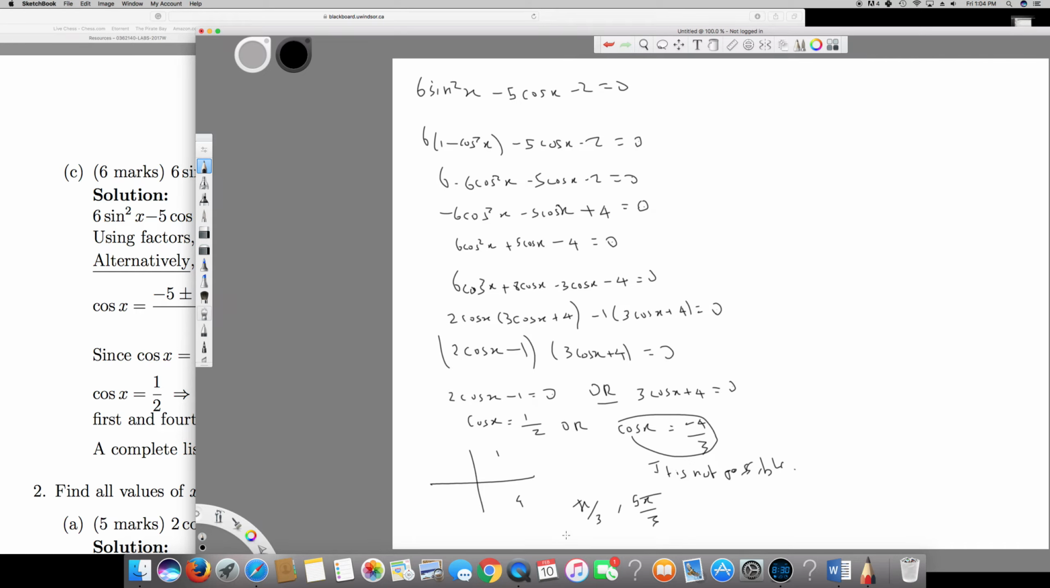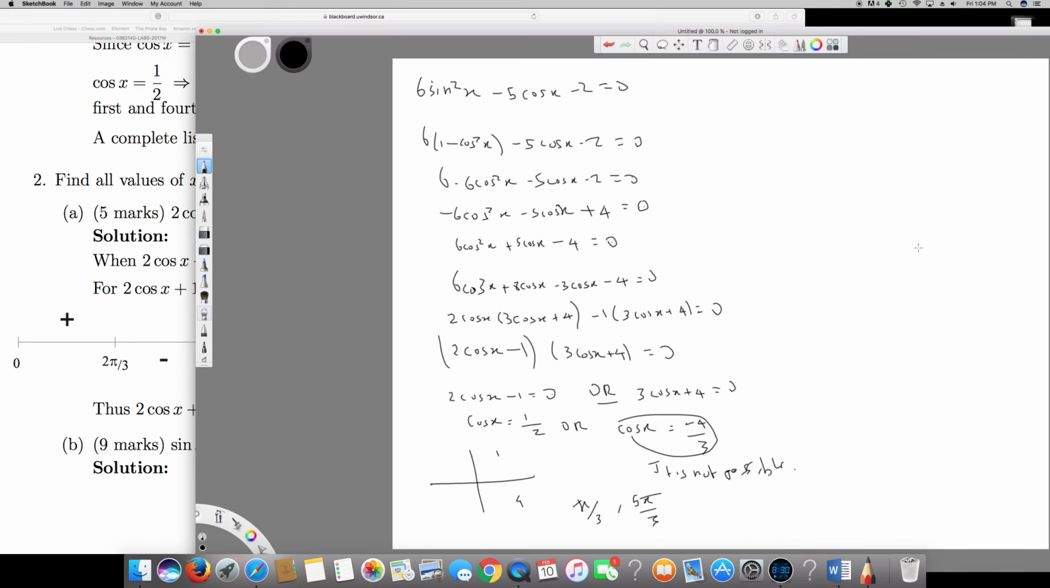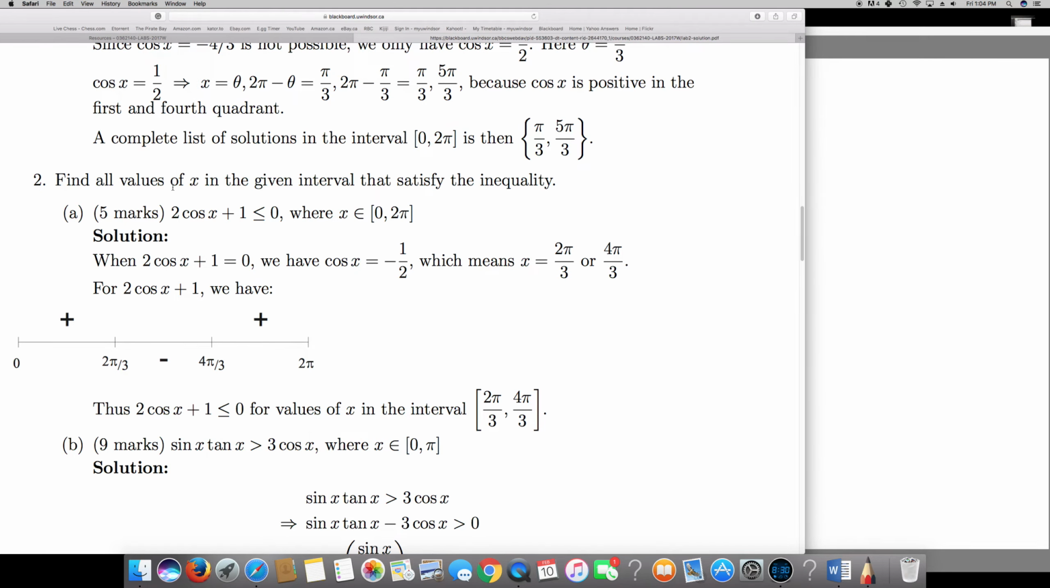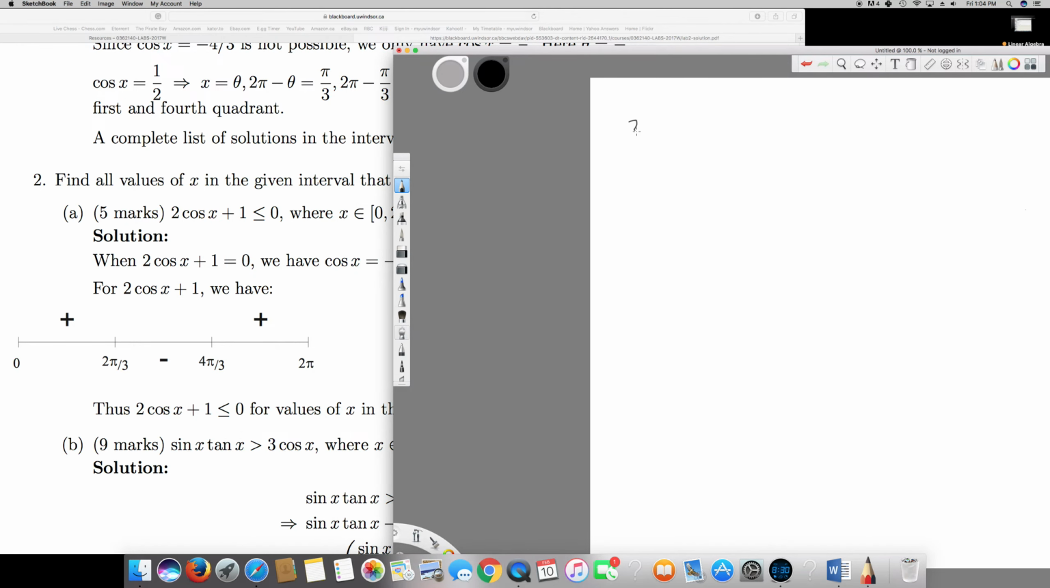So these are the two values, two answers for this question. And let's look at the next question. Next question is, find all the values x in the given interval that satisfy the inequality. So they have given a formula right here. It's 2 cos x plus 1 is less than or equal to 0.